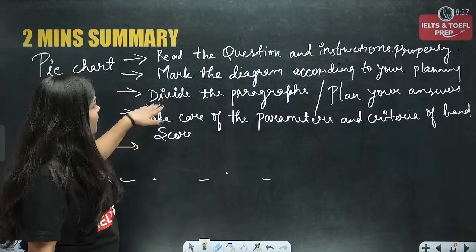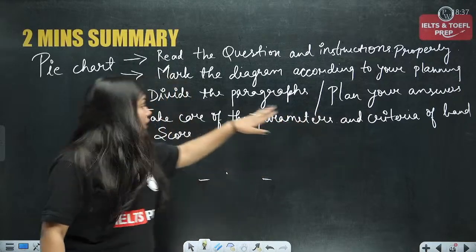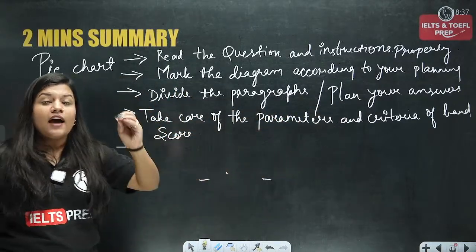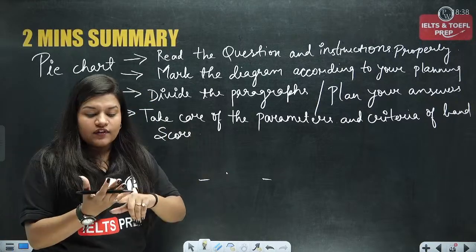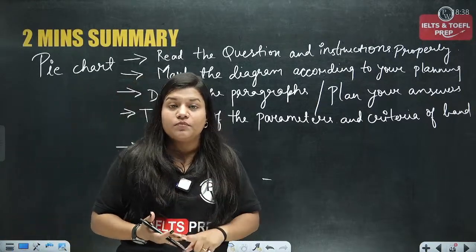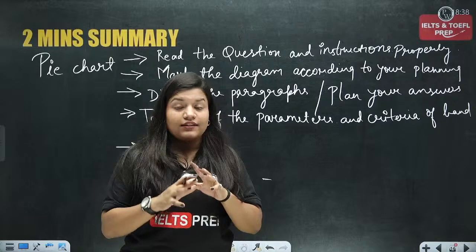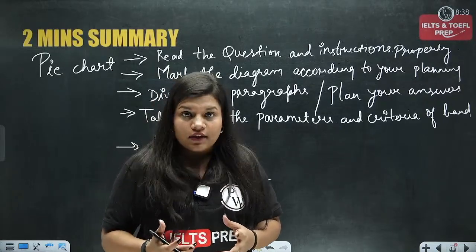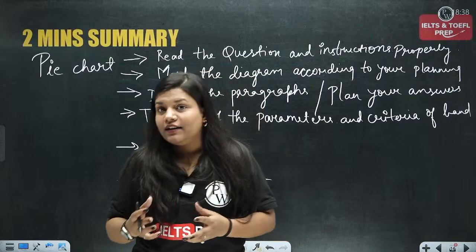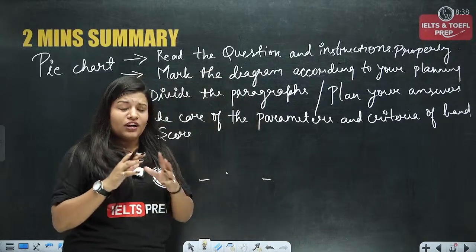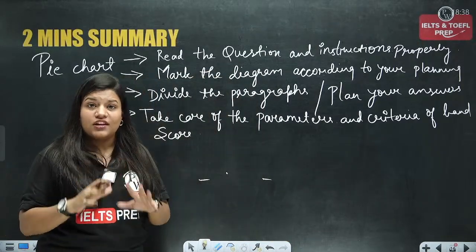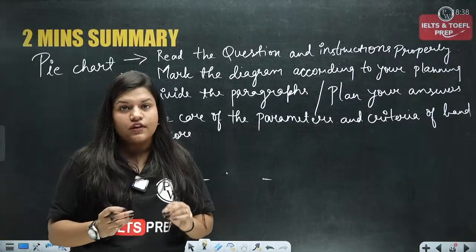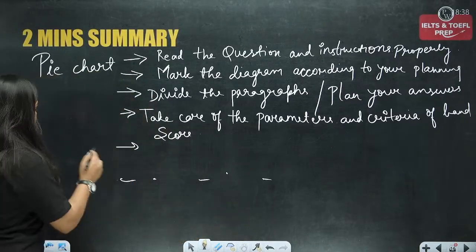Now, divide the paragraphs and plan your answer accordingly. Take care of the parameters and criteria of band score. You have everything in your hand. You have the criteria, you have the band score description. You just need to follow that. That's all. So even if you are planning to appear in the exam very soon, make sure you follow the band descriptors properly. Don't take a lot of stress on that. Be chill, everything will be done properly. You just need to follow the instructions carefully, and that's all. Okay, now let's talk about the rules.